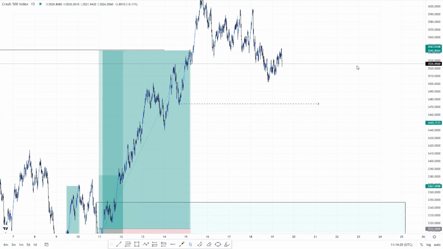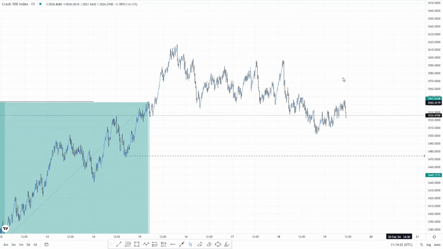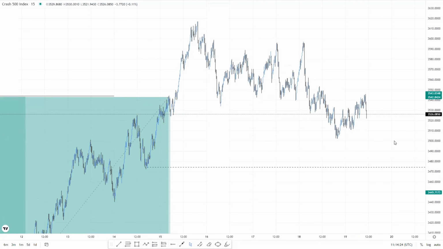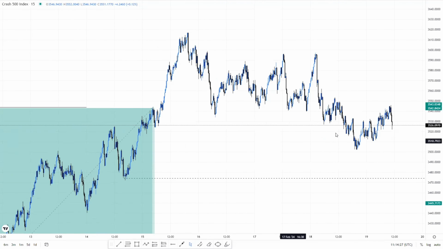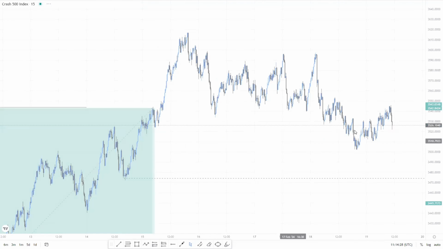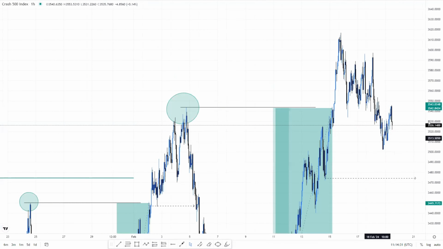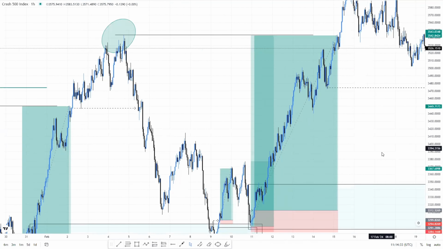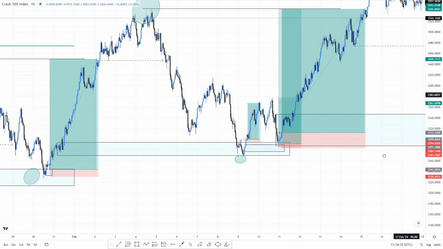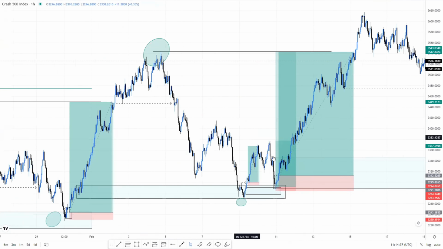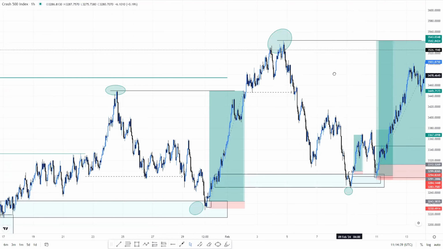So looking now on the 15-minute, there's this 4 hour inducement that I showed you. Let me go to 1 hour and see. Right, this is the 1 hour. That was the trade that you're supposed to take. That was the trade that you're supposed to take on Crash 500.